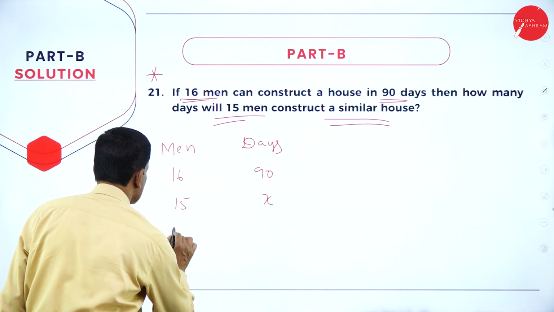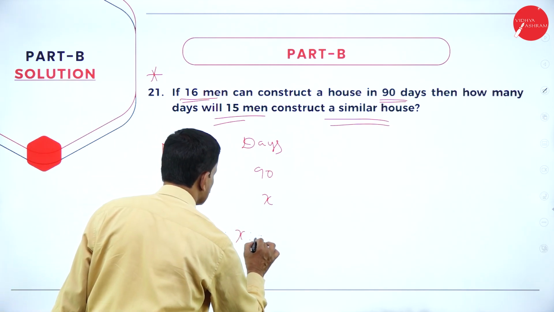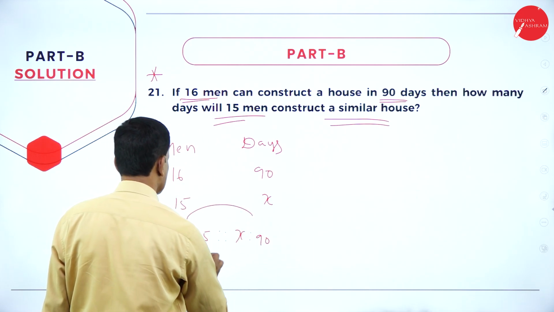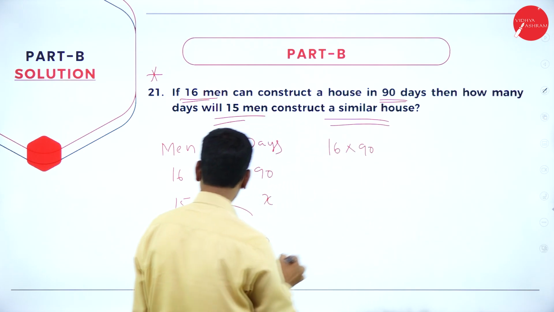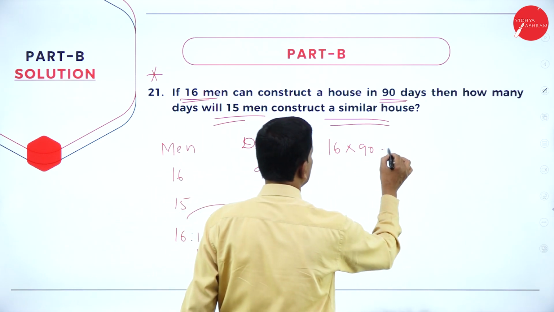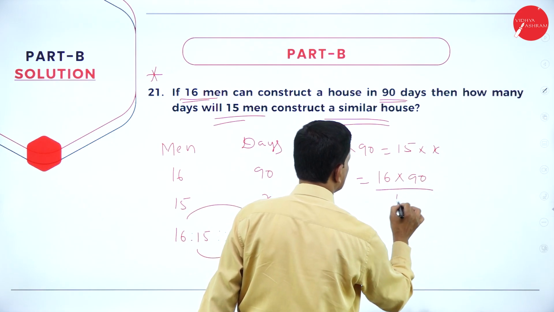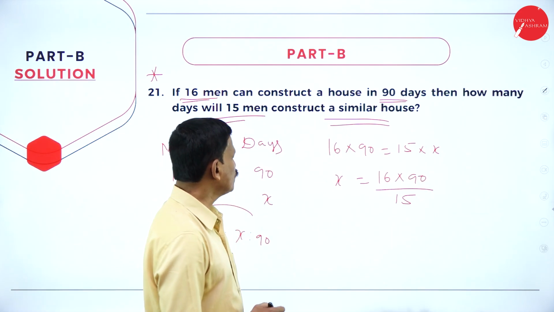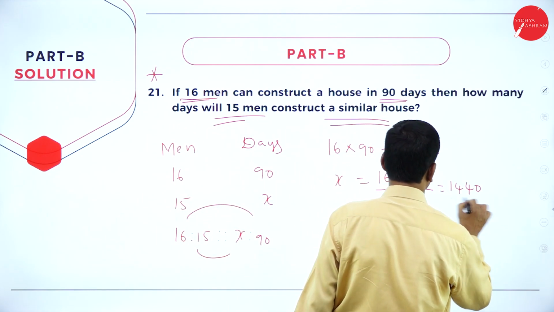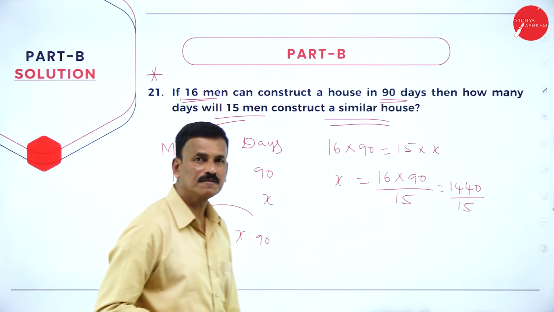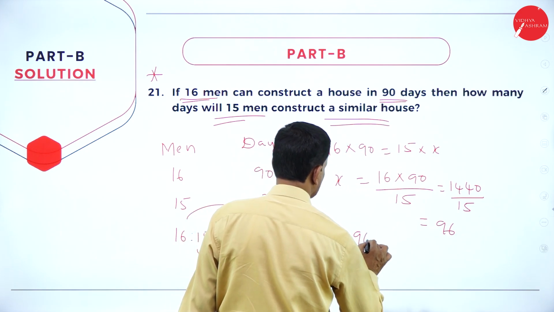So this can be written as 16 is to 15 is to X is to 90. Now simplify this. What will you get? 16 into 90 is equal to 15 into X. So X is equal to 16 into 90 divided by 15, right? If you multiply 90 into 16, that is 1440, and 1440 divided by 15 is equal to 96. So therefore X is equal to 96.